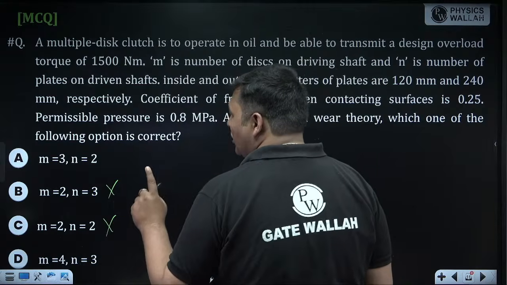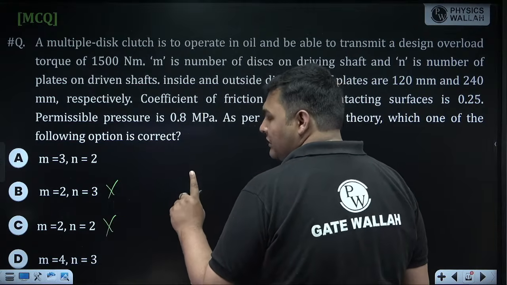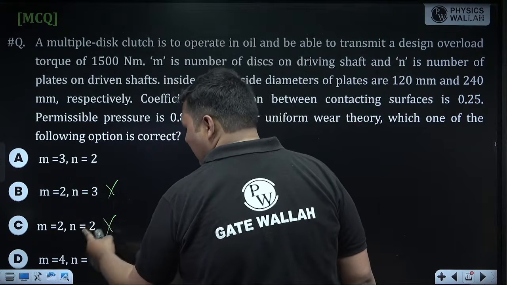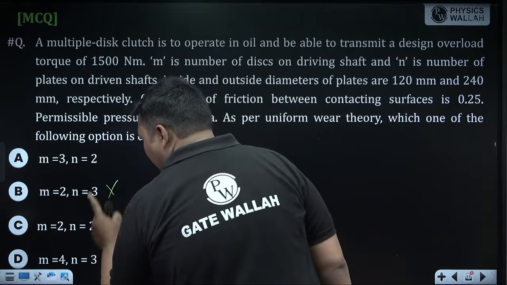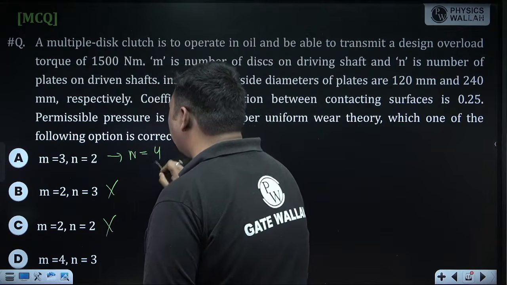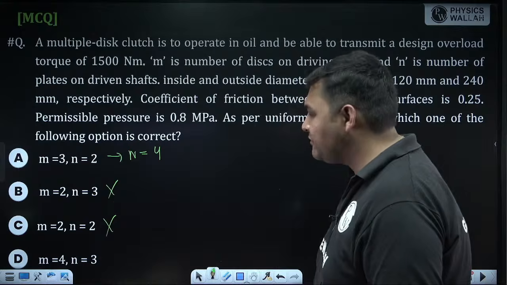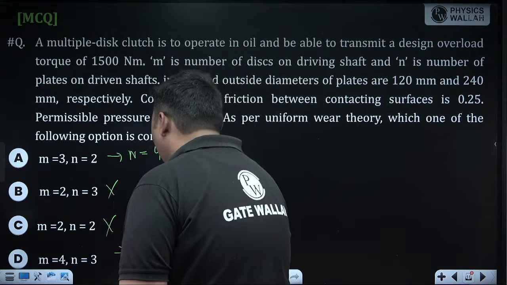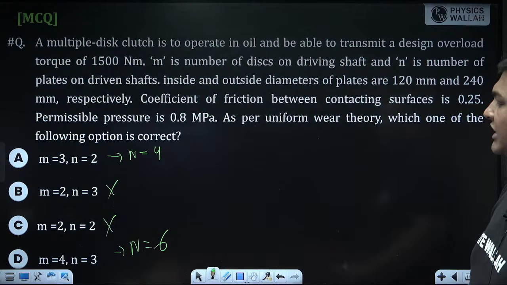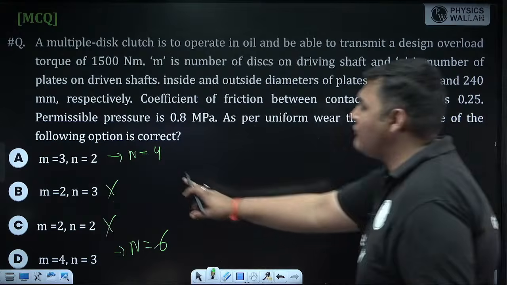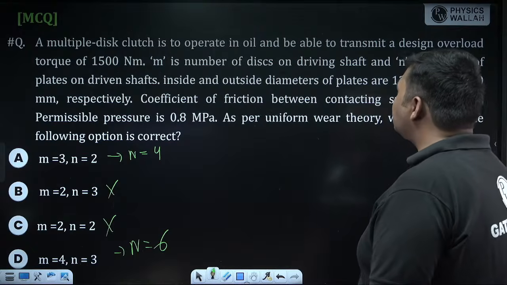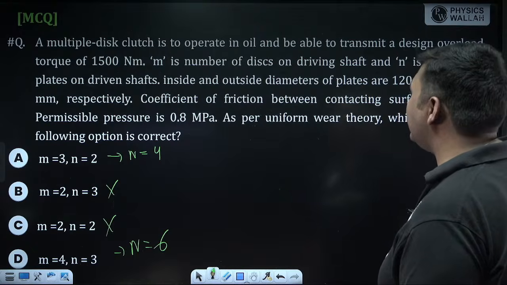Because the number of plates on the driving shaft is 1 more than the number of plates on the driven shaft, B and C are eliminated, because there it will actually be more. Here both are the same, so that is also incorrect. Now either A or D will be correct. As per option A, the number of pairs of contacting surfaces is 3 plus 2, 5, minus 1, 4. As per option D, the number of pairs of contacting surfaces is 4 plus 3, 7, minus 1, 6. So either A or D will be correct. For that I need to find the capital N. Now after that, what data is given? The inside and outside diameters of the plate are 120 and 240 mm respectively.